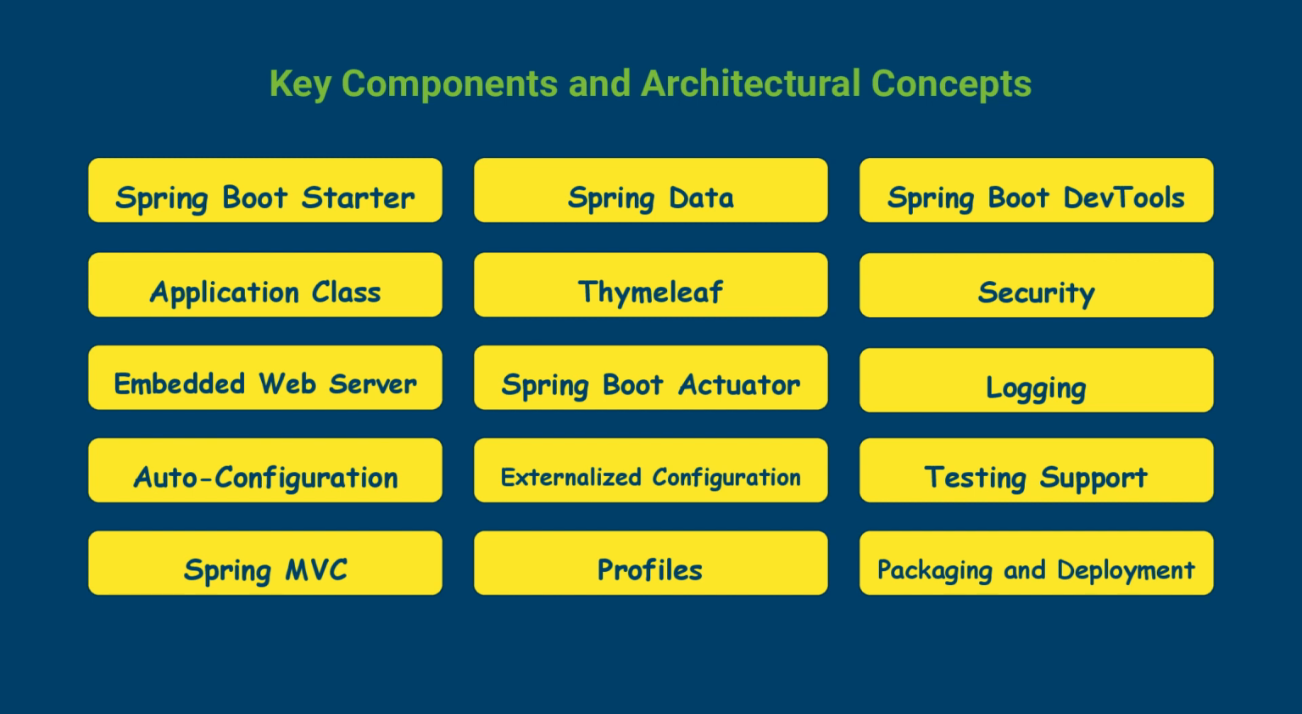Application Class. The main class of a Spring Boot application is annotated with @SpringBootApplication. This annotation is a combination of @Configuration, @EnableAutoConfiguration, and @ComponentScan, providing the core configuration and enabling Spring Boot's auto-configuration features.